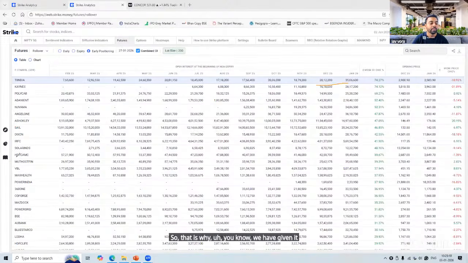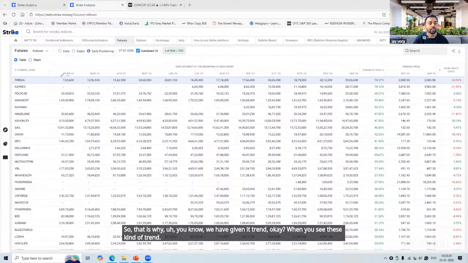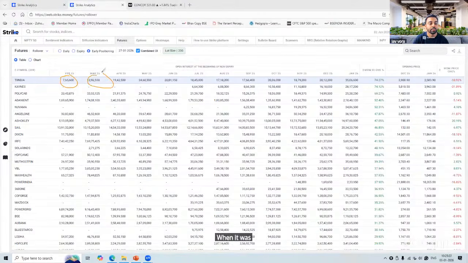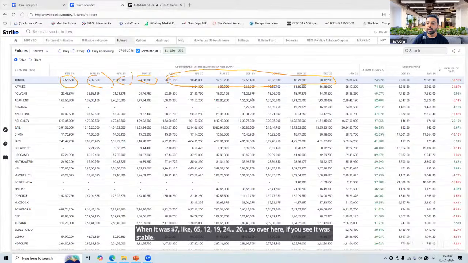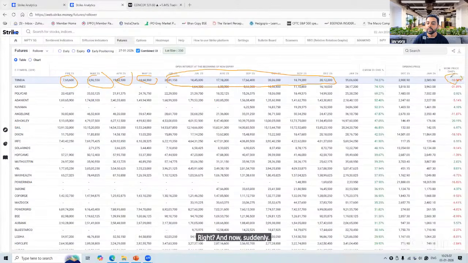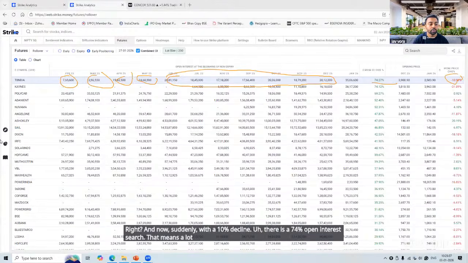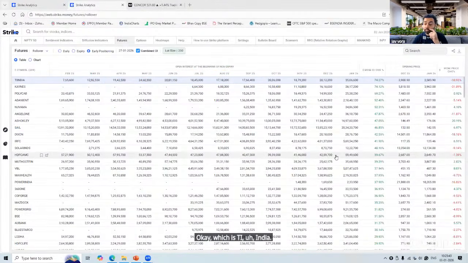Okay. When you see this kind of trend, where it was 7 lakh 65, 12, 19, 24, 20. So over here, if you see, it was stable, right? And now suddenly, with a 10% decline, there is a 74% open interest surge. That means a lot of people have shorted this stock, which is TI India. So that is why we have given this.